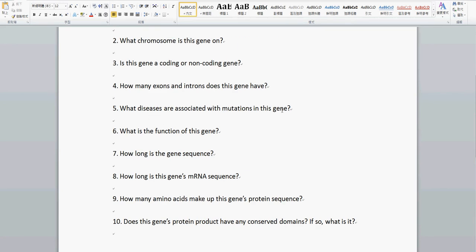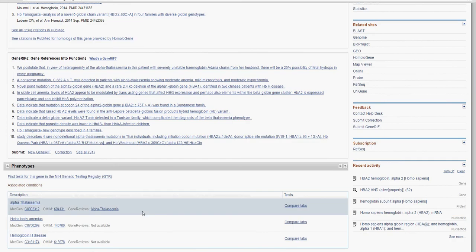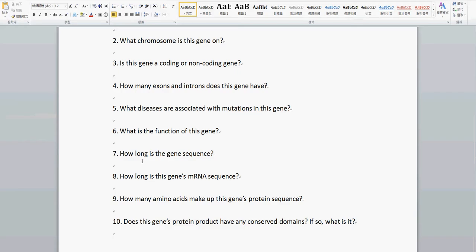Okay, so what diseases are associated with mutation in this gene, and what is the function of this gene? Now, for diseases, we go to phenotypes. Under phenotypes, we look for any associated health conditions. Here we see that alpha thalassemia, Heinz body anemias, and hemoglobin H disease are associated with this gene.